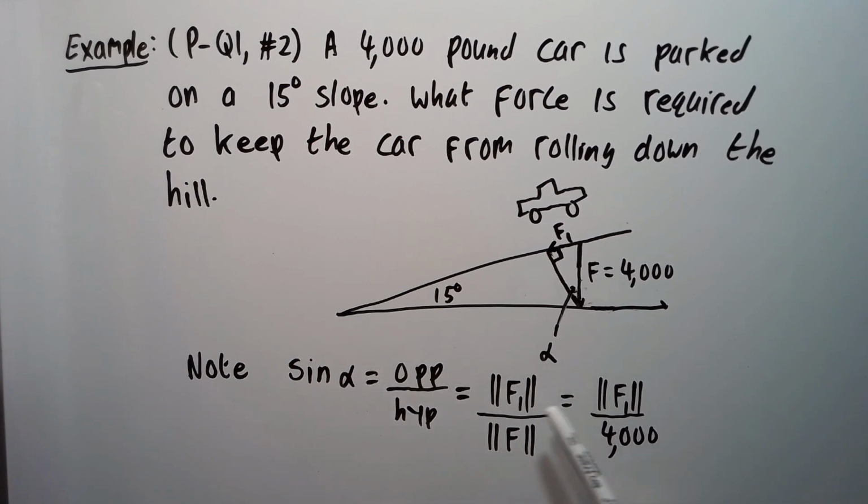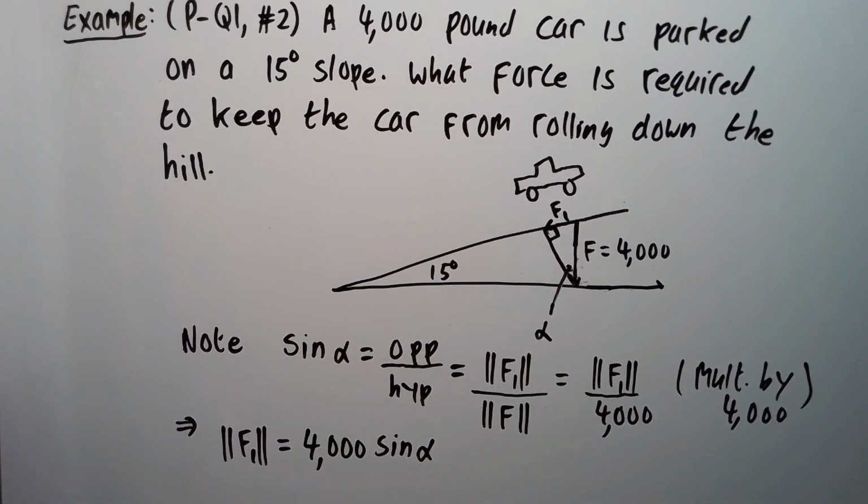So we can then solve for magnitude of F1 by multiplying both sides by 4,000. So let's do that. So multiplying both sides by 4,000, we'll then have magnitude of F1, that's what we're looking for, equals 4,000 times sine of alpha. So then if we can figure out what alpha is, we can figure out our answer then. So now let's try and figure out what alpha is.